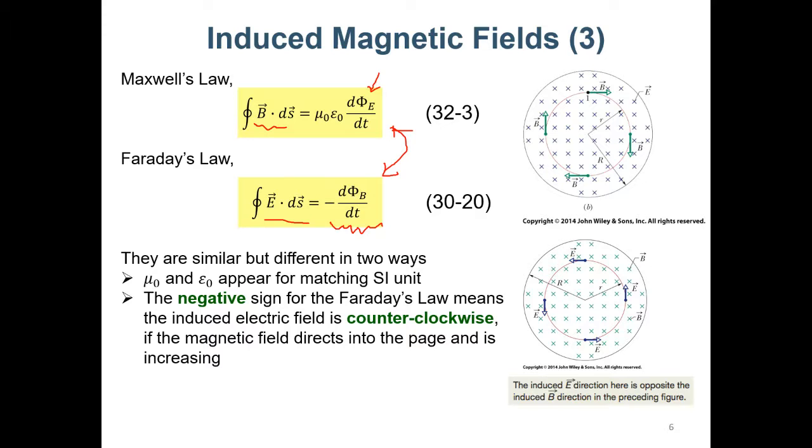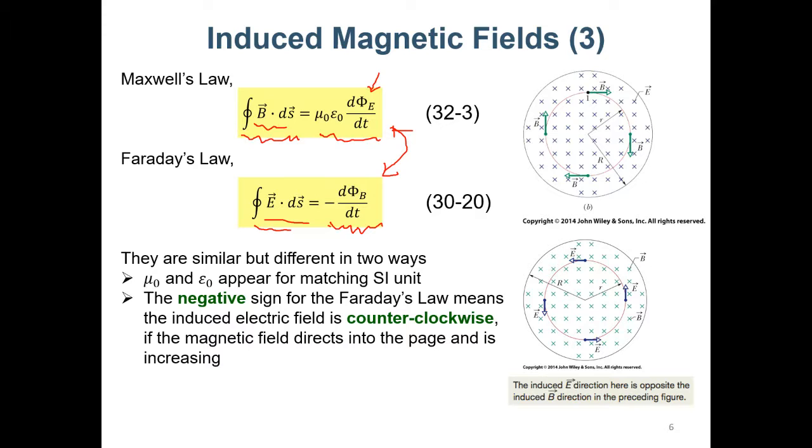One of them is that mu and epsilon 0 appear for matching SI units. The point is that the dimensions of both sides are the same, so it's not so special.